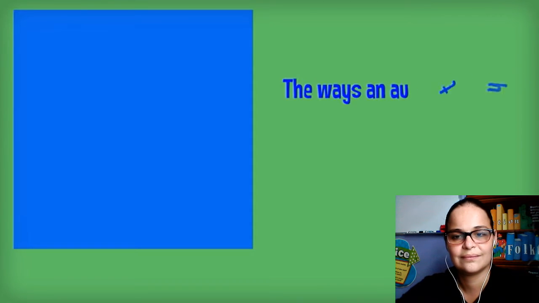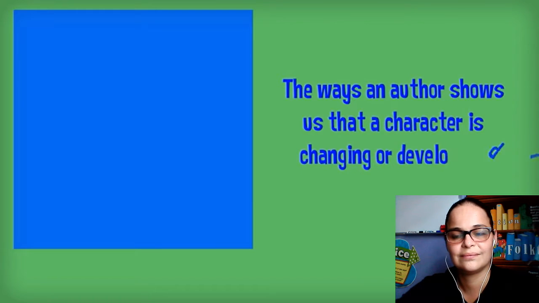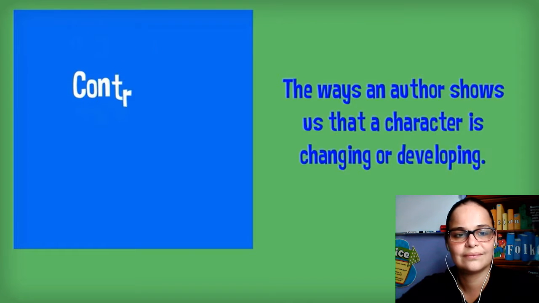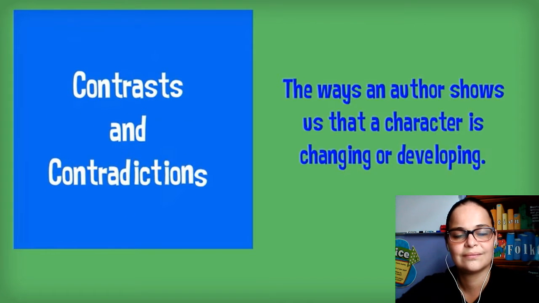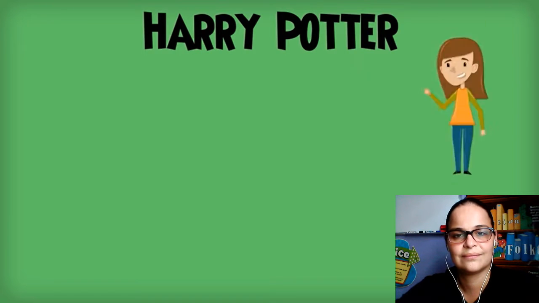Let's begin by thinking about one of the ways an author shows us how a character in a story is changing and developing. We will call this contrast and contradictions. Let's think about Harry Potter. You may have read these books or even seen one of the movies. Think about the character Hermione.